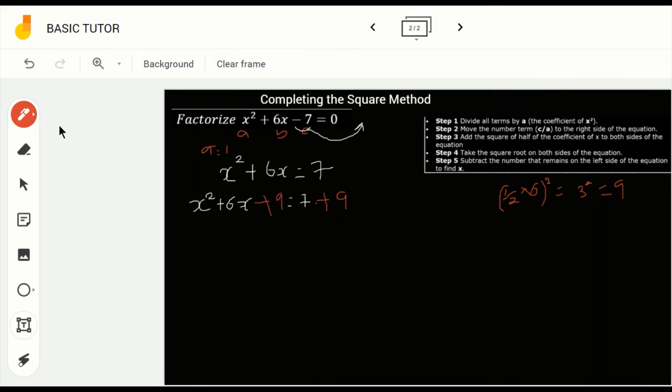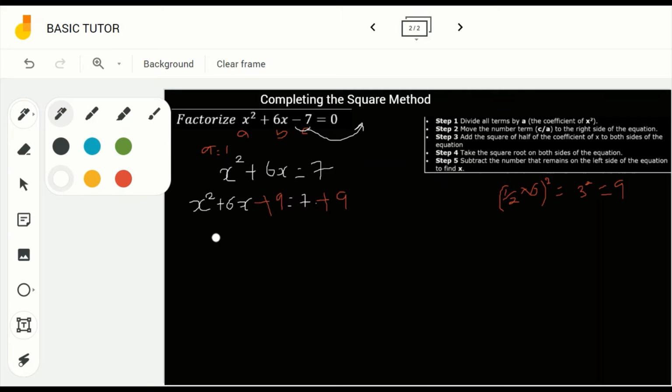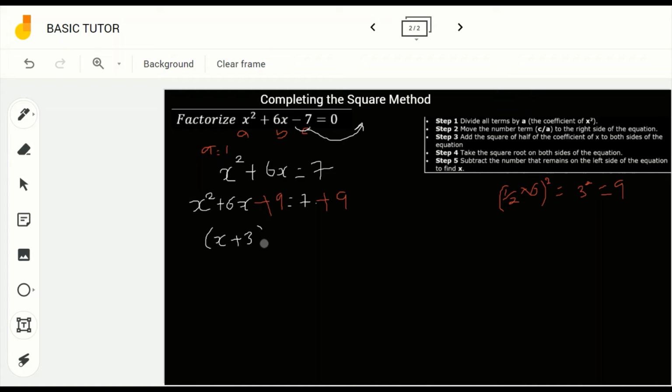Good. So the next step is to factorize the left hand side. If you watched my video on how to factorize, you will realize that factorizing the left side gives us x plus 3 all squared. If you missed my video on how to factorize, you can click the button at the top right corner. All squared equal to 7 plus 9 is 16.